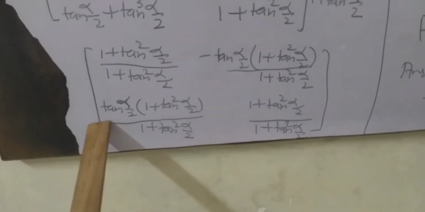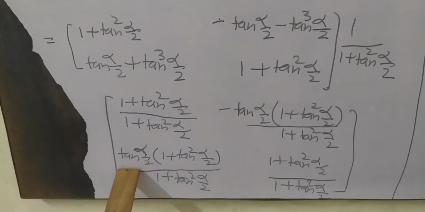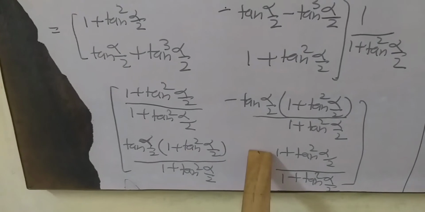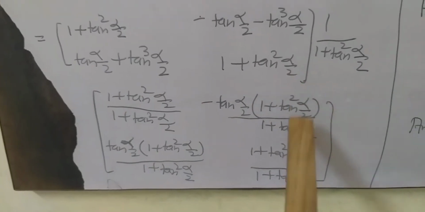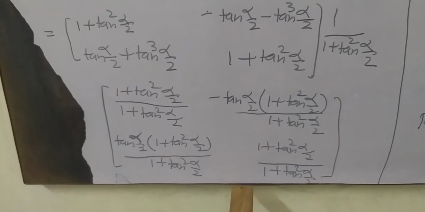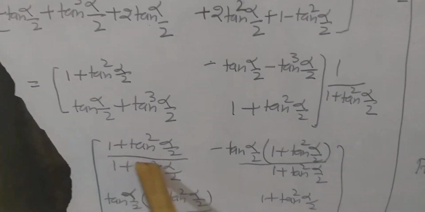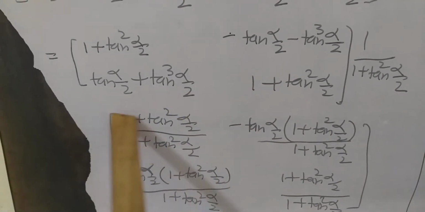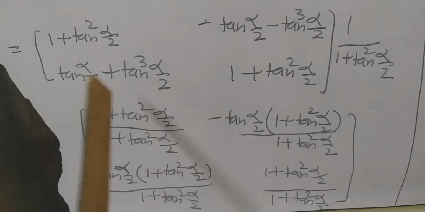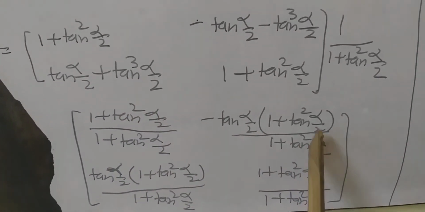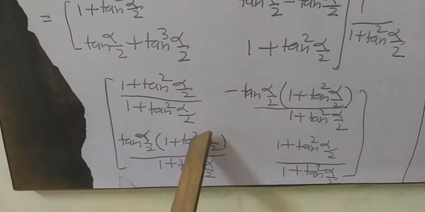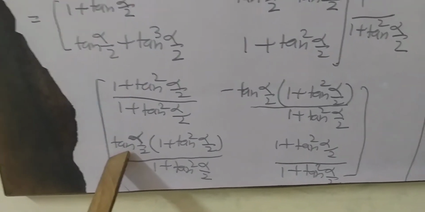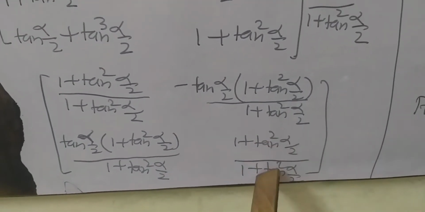So now this part student you can see here tan(α/2) is common. What is left inside? (1 + tan²(α/2)) upon (1 + tan²(α/2)), (1 + tan²(α/2)) upon (1 + tan²(α/2)). So student, (1 + tan²(α/2)) and (1 + tan²(α/2)) will be cancelled. So what is the answer here? 1. This side also, these two parts will be cancelled. What is left? Minus tan(α/2). This side also, these two will be cancelled, tan(α/2), and this side also, both will be cancelled. Answer 1. So this is your answer student.